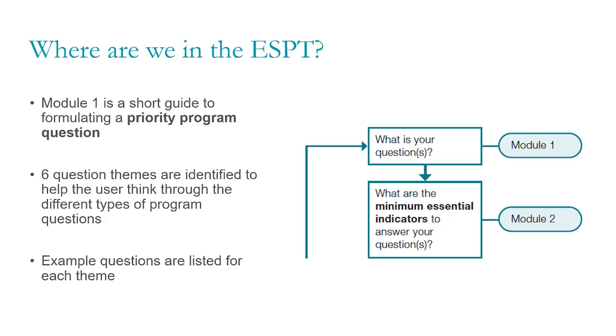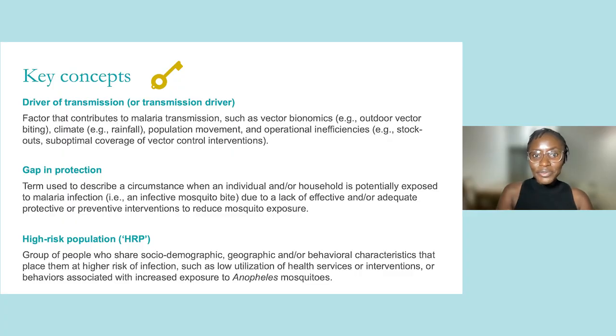In the ESPT, 6 question themes are identified to help you think through the different types of program questions. Example questions are listed for each theme in the ESPT. Reviewing this may help trigger some important questions for your program. Let's begin by reviewing several key concepts that are important to understand for Module 1.